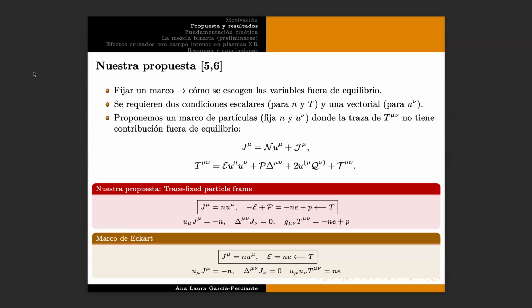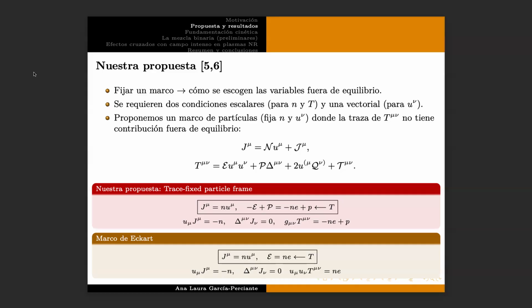However, that's very general, and the restrictions are inequalities, and they are very complicated and hard to verify. So what we propose is a particular frame. As I said, the frame is the way in which you choose the out of equilibrium quantities. You have to use two scalar conditions and one vector condition which define, from the out of equilibrium value of the general variables that include the non-equilibrium part and the equilibrium part, how you land on the equilibrium variables N, T, and U.